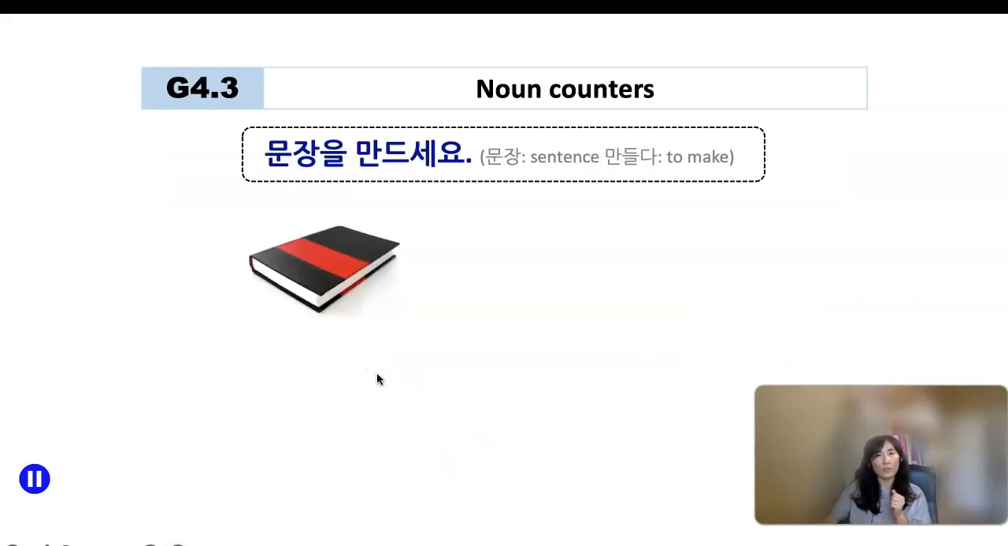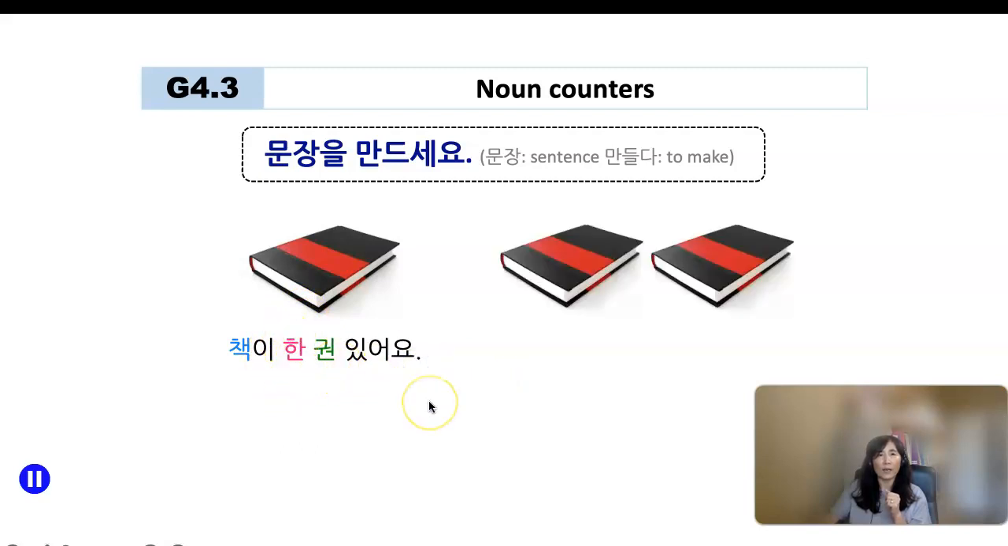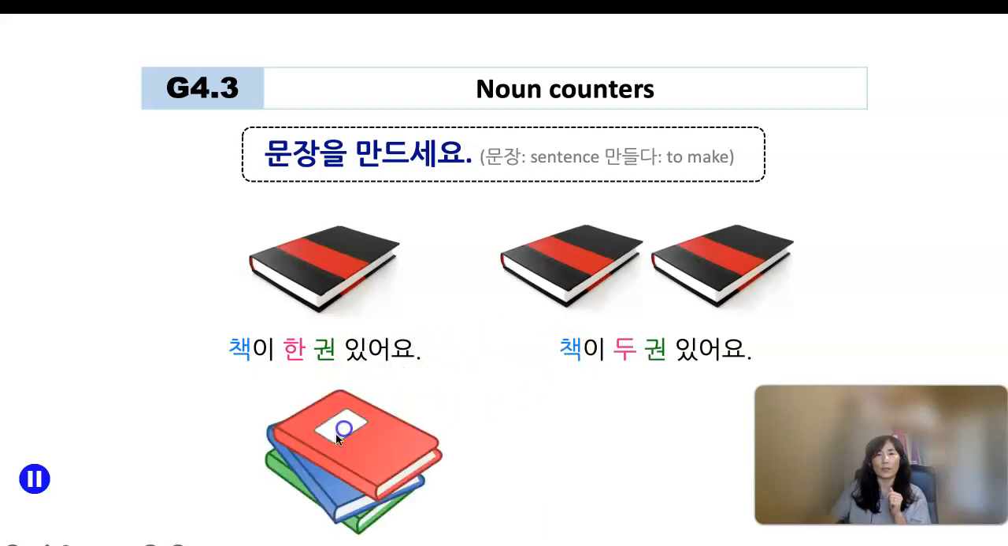I just want you to create a sentence. 책이, I have one book, one volume of book. 책이 한 권 있어요. I have 2 books. 책이 2권 있어요. 책이, I have 3 books. 3권 있어요.